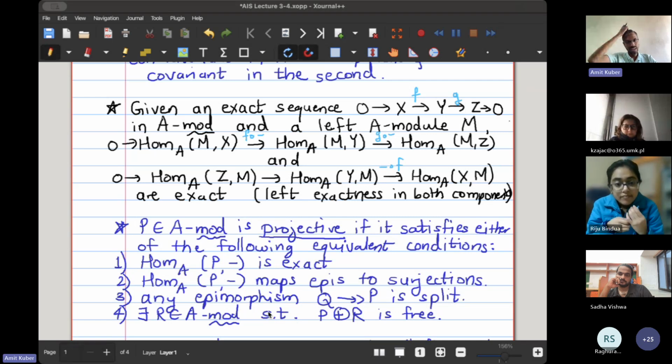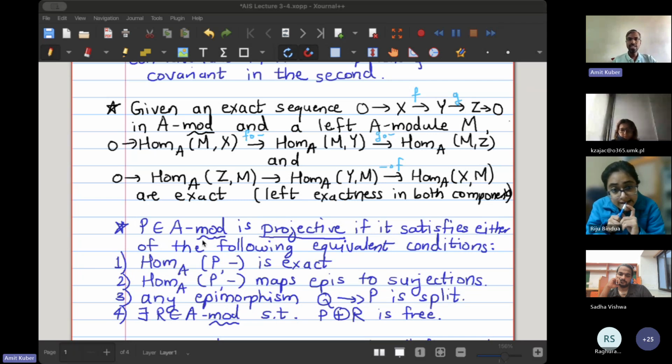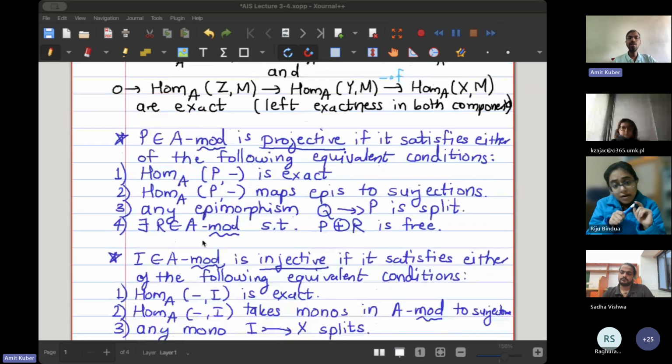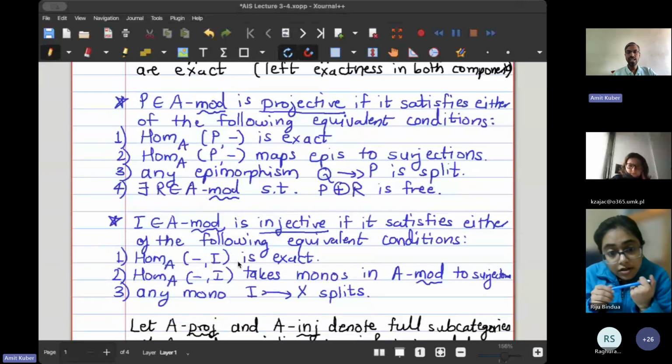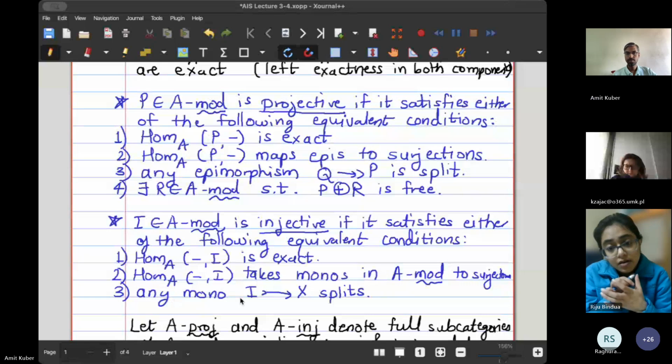So equivalently, it can be a direct summand of a free module. Yeah, this is the normal thing that people usually know. Projective means direct summand of a free module. Dually, we can define injectives, but here we are talking about the contravariant Hom functor. So Hom(-, I) is exact, or it takes monos to surjections, or every mono with source I splits.